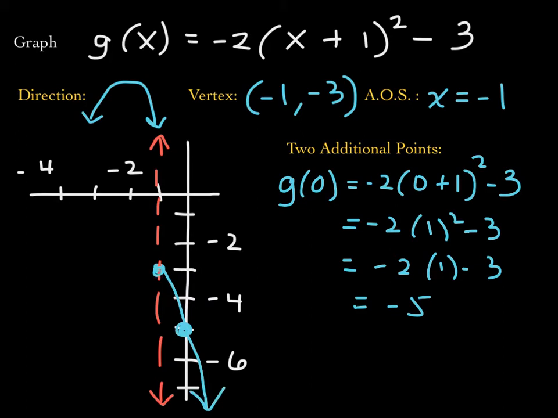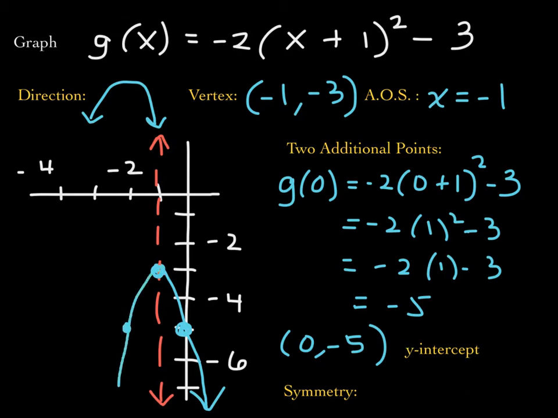Right on the y-axis. And so what we want to do now is find an additional point using symmetry. The mirrored image of this point would be right over here, wouldn't it? Now keep in mind, this point here, (0, -5), is just 1 unit away from your AOS. That means if you go 1 unit from your AOS on the opposite side, you get its mirrored image, which would be (-2, -5). So about right there. This is the mirrored image.